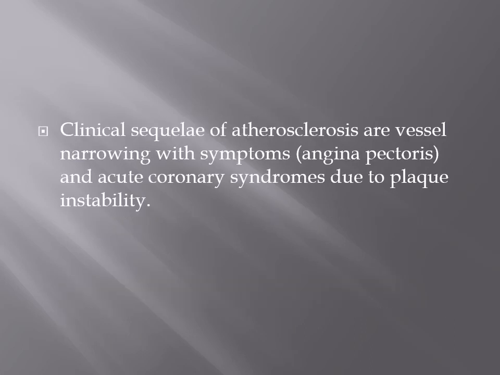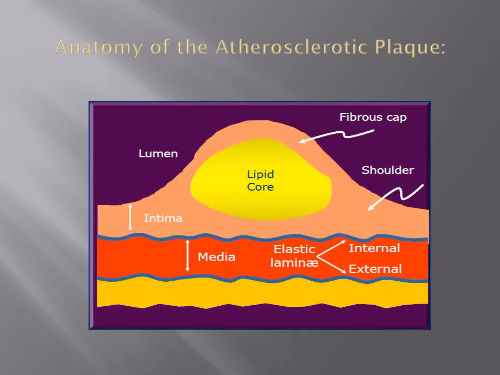Clinical sequelae of atherosclerosis are vessel narrowing with symptoms of angina pectoris and maybe acute coronary syndrome due to plaque instability. The term plaque instability requires that we say what the structure of the atherosclerotic plaque is. Normal anatomy: atherosclerotic plaques are formed of 3 main structures.